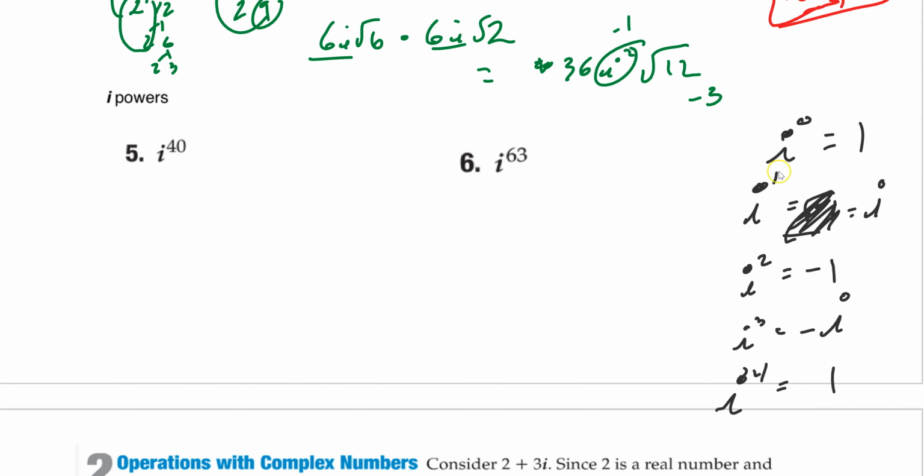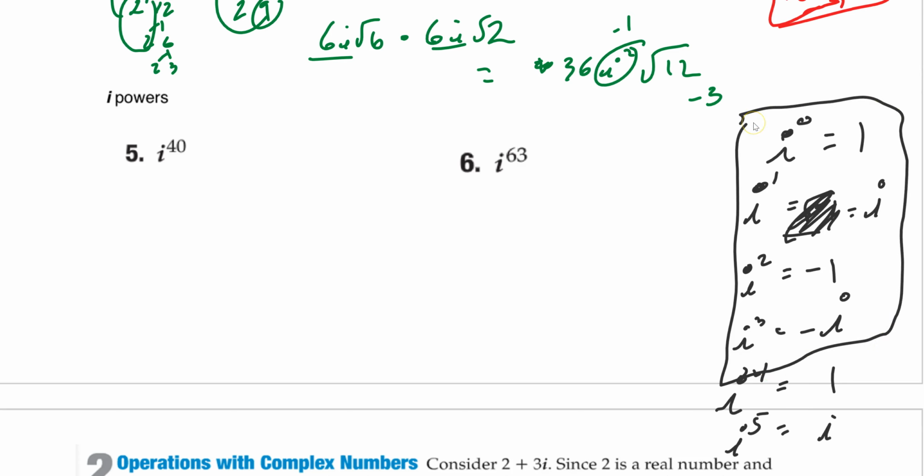So if you notice, i to the 0 is 1, i to the 1st is i, i squared is negative 1, i cubed is negative i, and i to the 4th just repeats itself. That's all that's going to happen. i to the 5th is going to be i. All that's going to happen is you keep on repeating yourself. There's only 4 different possibilities for i. It's called a cyclic number. It repeats itself.